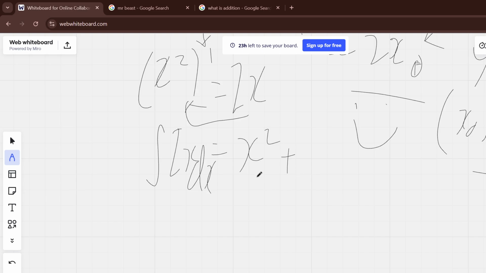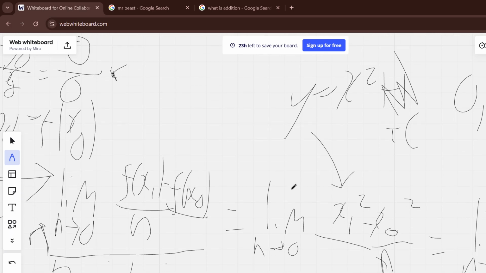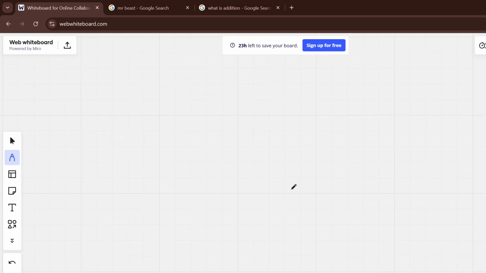So when you're walking backwards, you have to keep this in mind. So we say x squared plus c, because if you differentiate this it goes 2x anyways. That is how you integrate. And if you didn't understand anything I just said, well, let's go back to Mr. Beast.